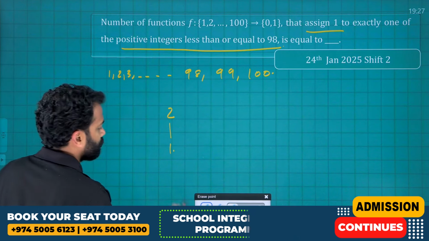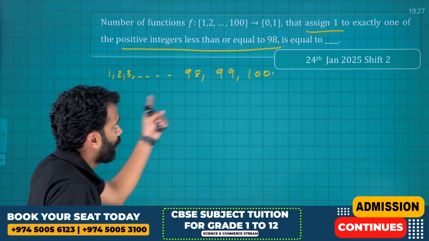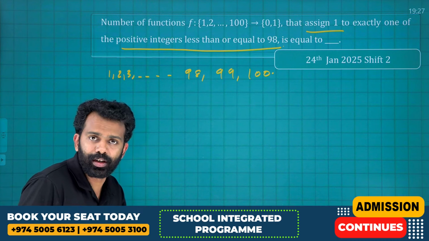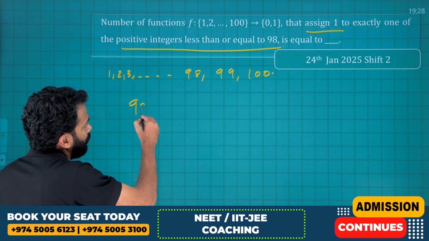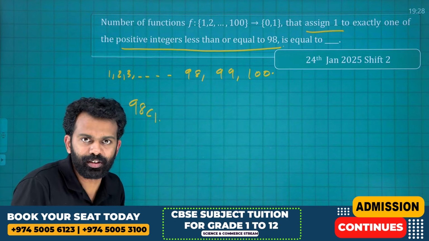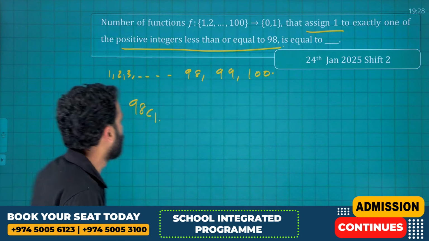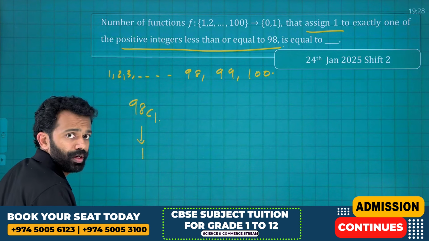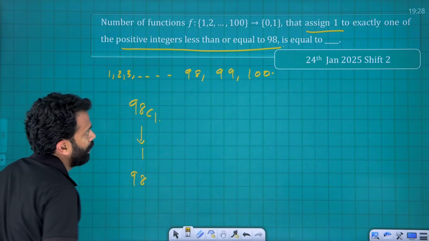Therefore, what I am going to do here is, we have 98 options. Among the 98 numbers, we need to select one number. That can be performed in 98 C1 ways. And we already selected that number, and to that number we need to assign 1. That can be performed in how many ways? 98 ways. Okay, hope you are getting the idea here.